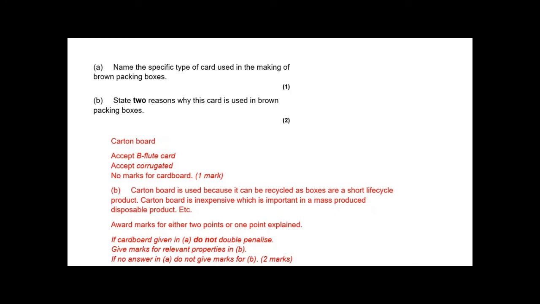So carton board, you could have said flute card or corrugated card. You can't just say cardboard, you've got to be specific. The most common one probably would have been corrugated card, but things like carton board is used because it can be recycled as a life. Boxes have a short life cycle, so it's important that it's cheap and it's easy to produce and to be recycled afterwards. And the same goes for cardboard as well.